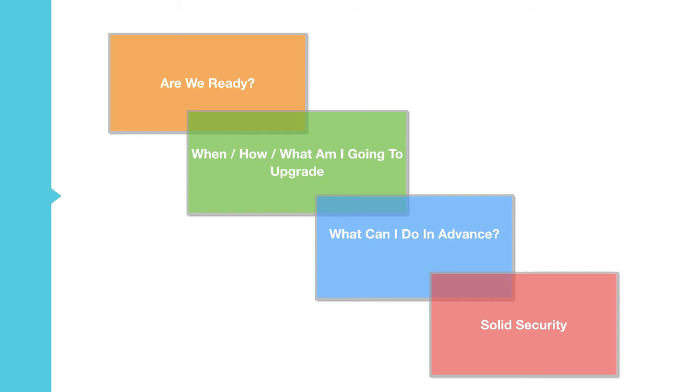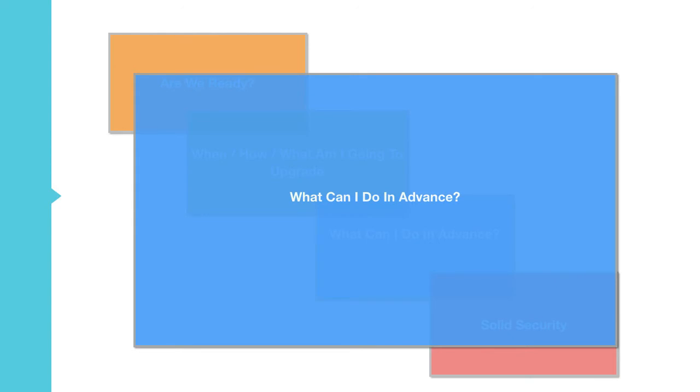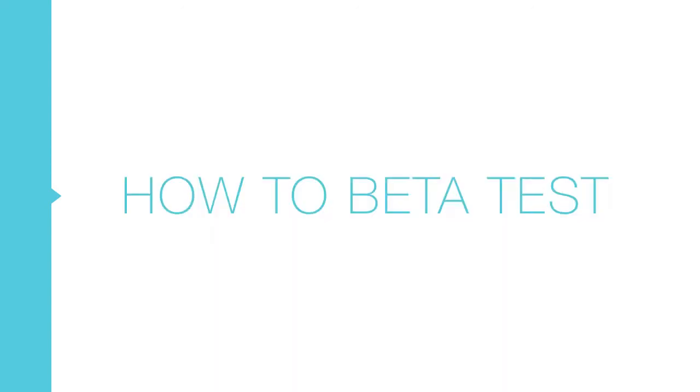So we've talked before about the various stages in our path to a perfect 10. We've been working on Are We Ready? But today we're going to jump forward a bit and talk about what I can do in advance. So why are we jumping forward? We're jumping forward because it's time to talk about how to beta test.